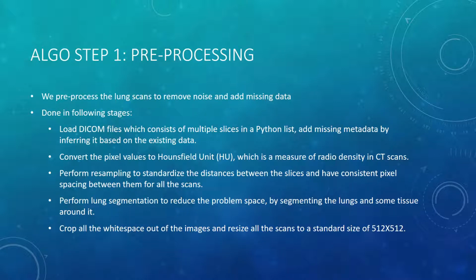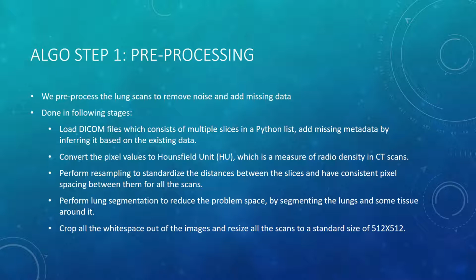The algorithm that we follow is as follows. We first do pre-processing of all the lung scans in order to remove noise and infer all the data that is missing from these scans. So the first step is we load these DICOM files, which consist of multiple slices per subject. We load these in a Python list and we add all the missing data by inferring it based on the already existing data.